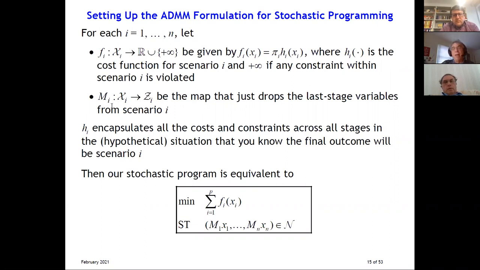And then this mapping M sub i from the scenario i variables to the scenario i variables without the last stage is the obvious thing you would use. It's just the linear map that drops the last stage variables, okay? And then this problem: minimize the sum of the f i's subject to M1 times x1, M2 times x2, blah, blah, blah, Mn times xn, this compound vector being in the non-anticipativity subspace, okay? That is the stochastic program, okay? You solve that, you solve the stochastic program.